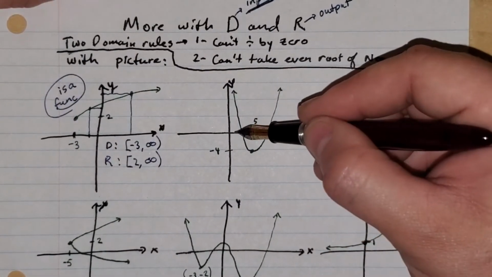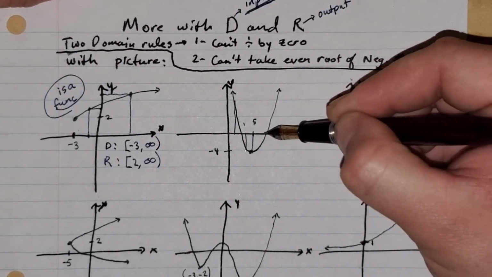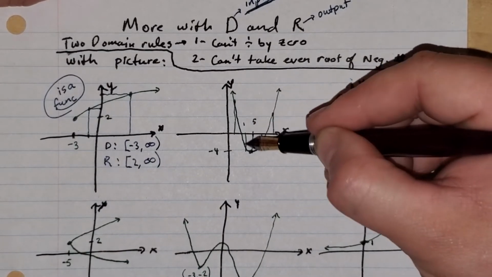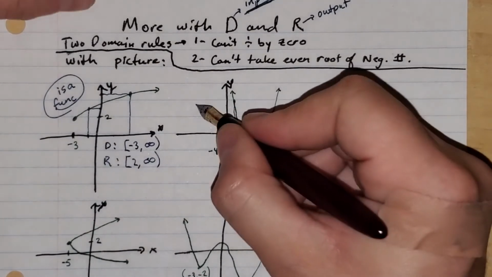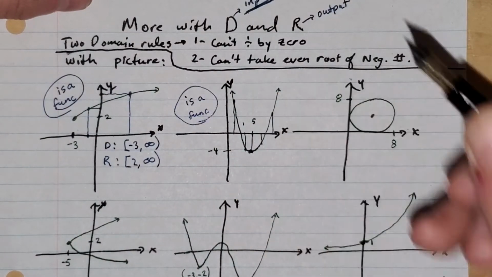Let's take this one. Is it a function? Again, vertical line test. One place, one place, one place, one place, one place. Everywhere I draw a vertical line, it hits one spot. So yes, it is a function. Okay, and that's important.